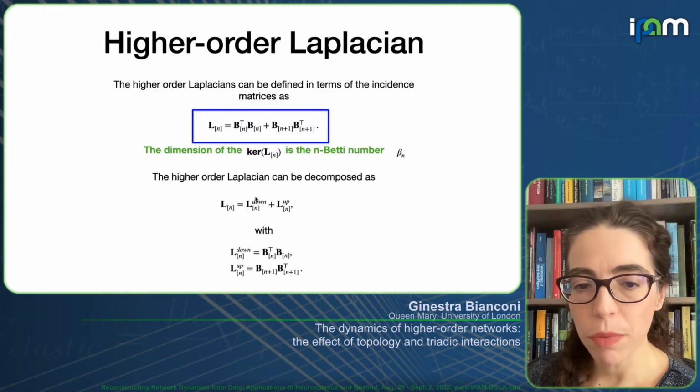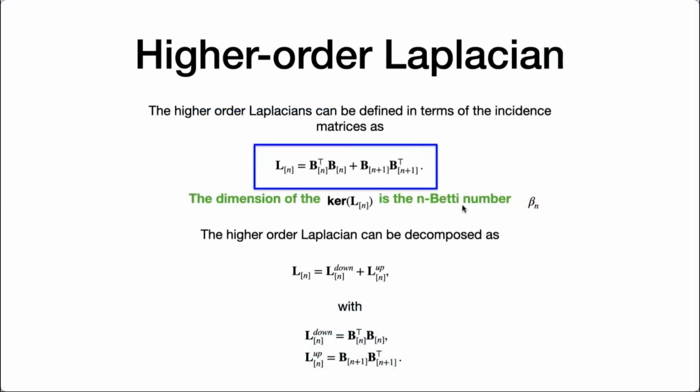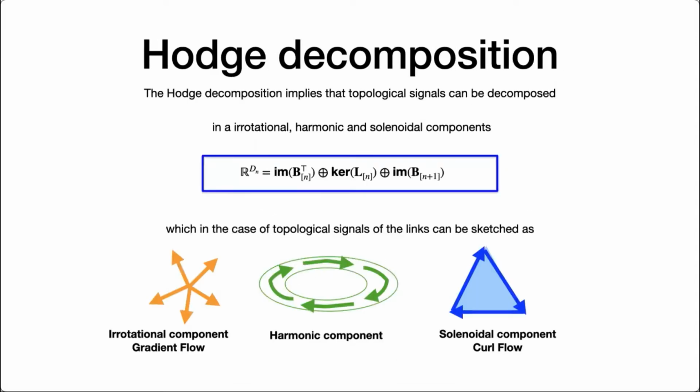And so you have this distinction between L down and L up, and the dimension of the kernel of this higher-order Laplacian is the n-th Betti number. So it's really related to topology. Another important relation to topology is that this n-cochain, like the signals defined on the links, can be decomposed in a unique way into three components: a gradient flow, describing diffusion from a source or to a sink; a harmonic component, along the cavities; and a solenoidal or curl flow.